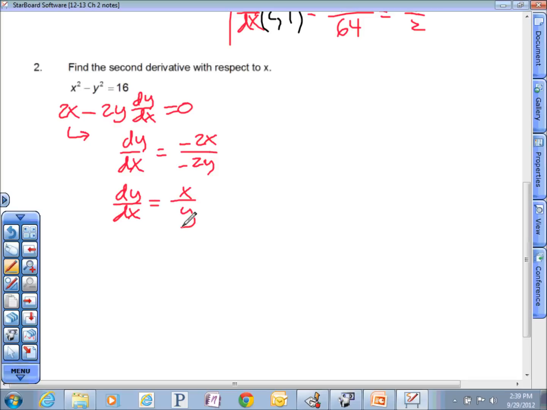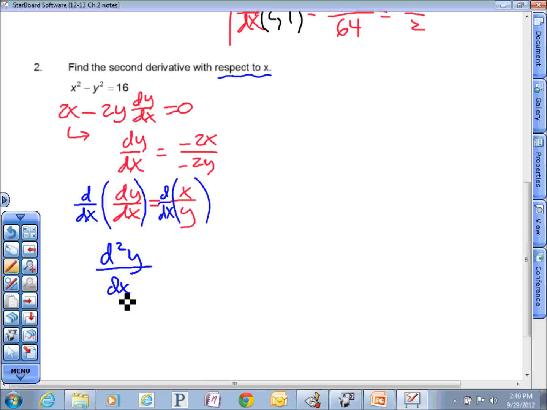Now what we're about to do is take the second derivative with respect to x. If you take the derivative of something with respect to x, we're now taking the derivative of this with respect to x, and we're taking the derivative of this with respect to x. So if we go and do that, look at the notation on the left side of the equation.